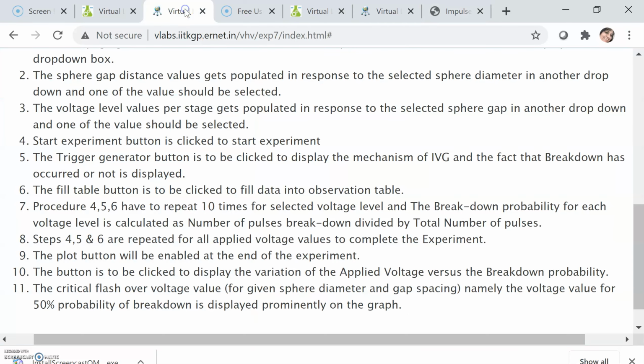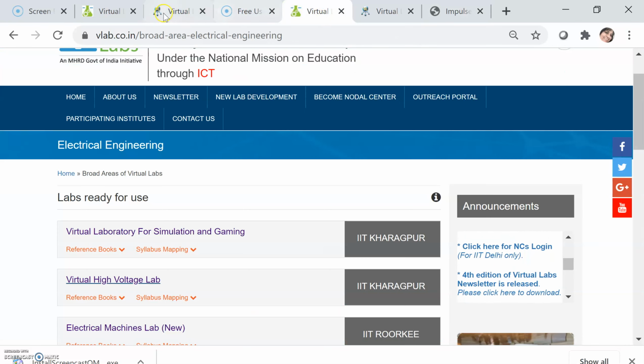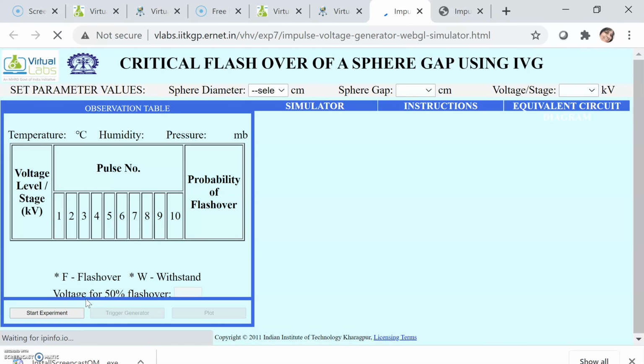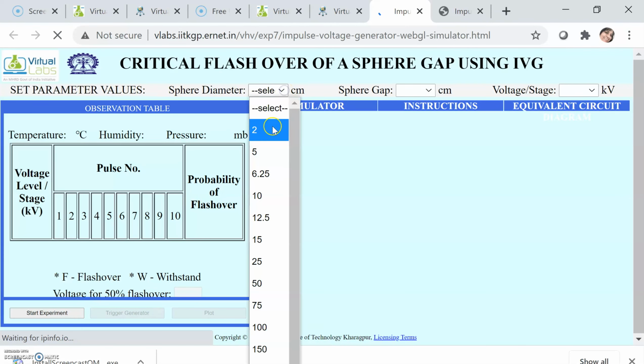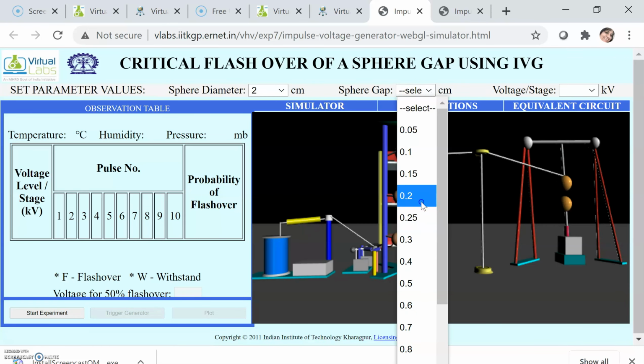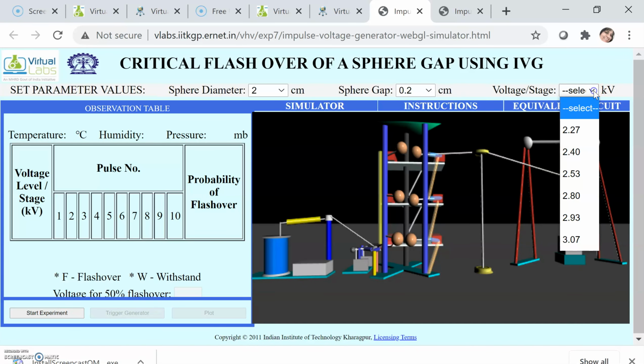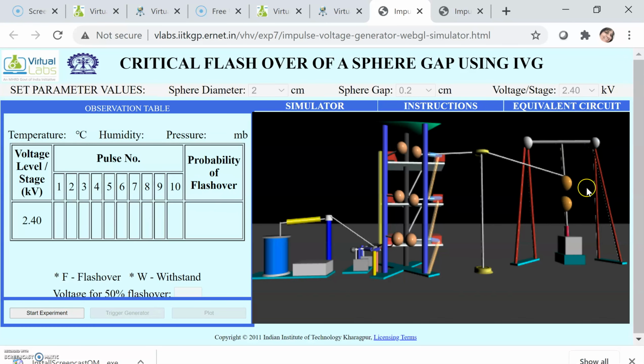Again, you repeat the same experiment. Go to the virtual lab, click on the simulator, and keep the same diameter 2 and gap 0.2. Now increase the voltage, because our objective is to find the breakdown in the gap. Previously it was 2.27, now increase the voltage and observe, when the generator starts operating, whether there is a spark. That will be the indication of the breakdown. Just watch, don't miss that moment.